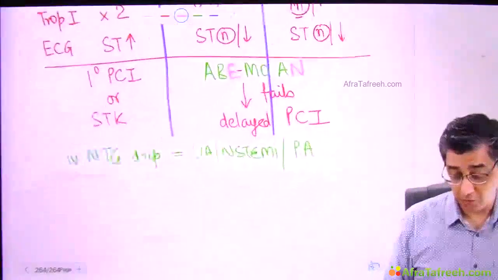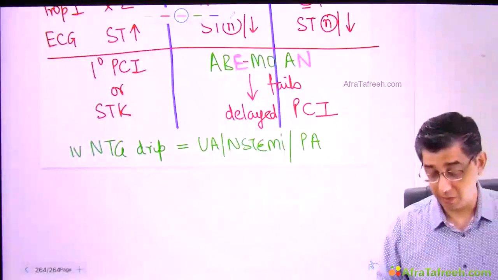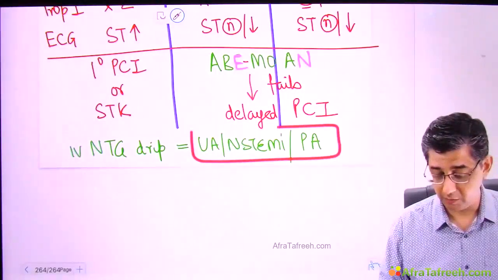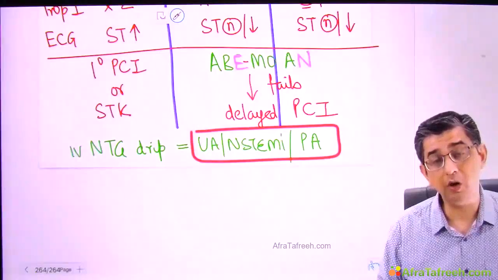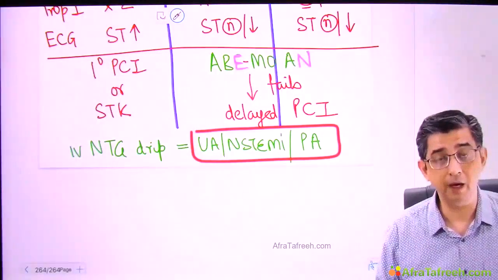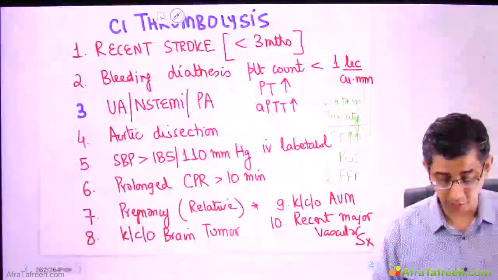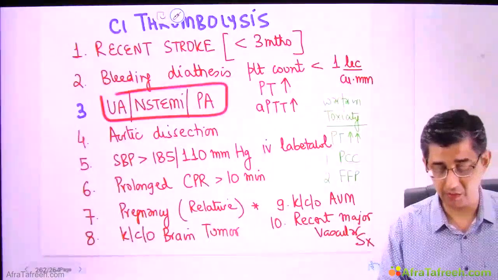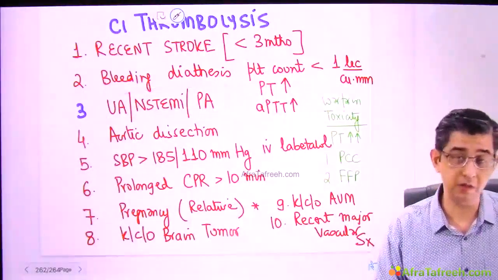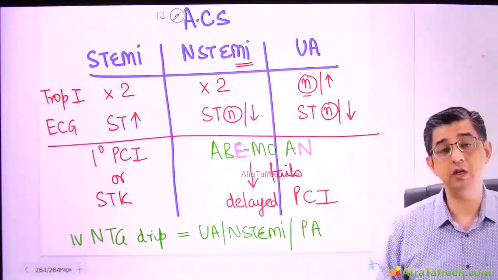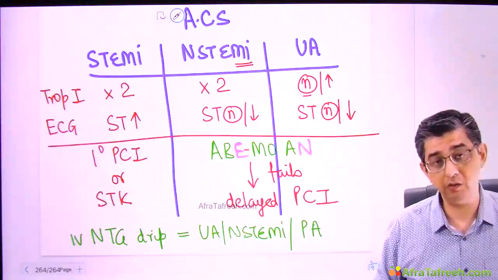And also one interesting information came up here. The interesting information that came up here was that all these three conditions that I have now marked out before you, all these three are contraindications for thrombolysis, no? Unstable angina, non-ST elevation MI, Prinzmetal angina. I'll just show that slide once again. Contraindications to thrombolysis. You can see I had highlighted this. UA, non-ST elevation MI, and Prinzmetal angina are contraindications to thrombolysis. And in all the three conditions, the drug of choice is IV nitroglycerin.